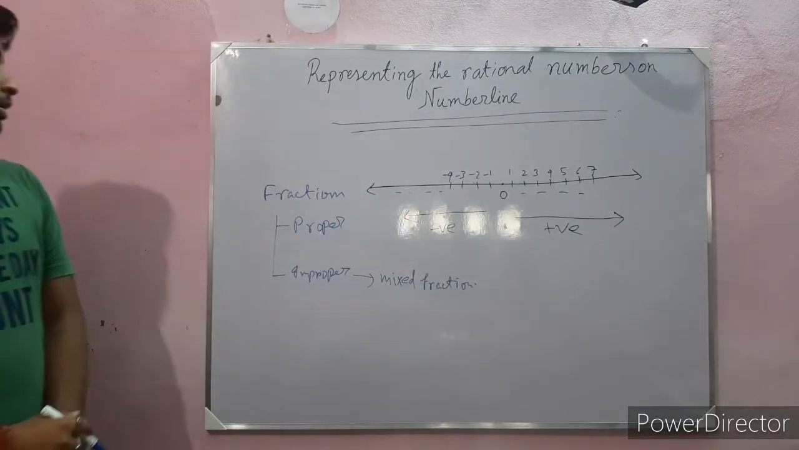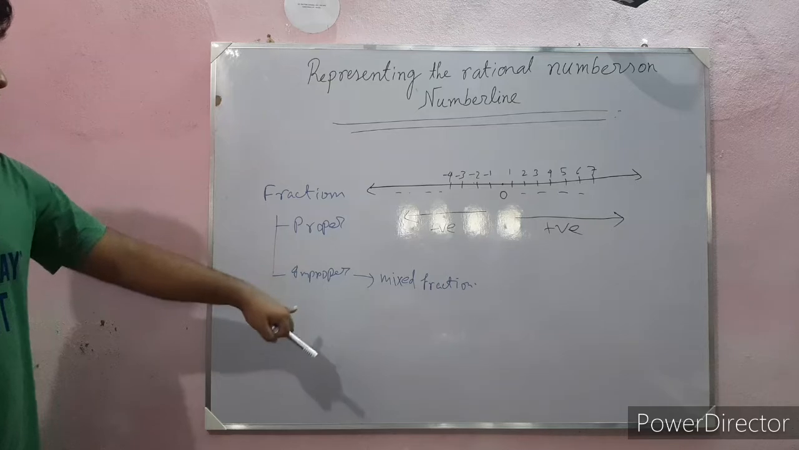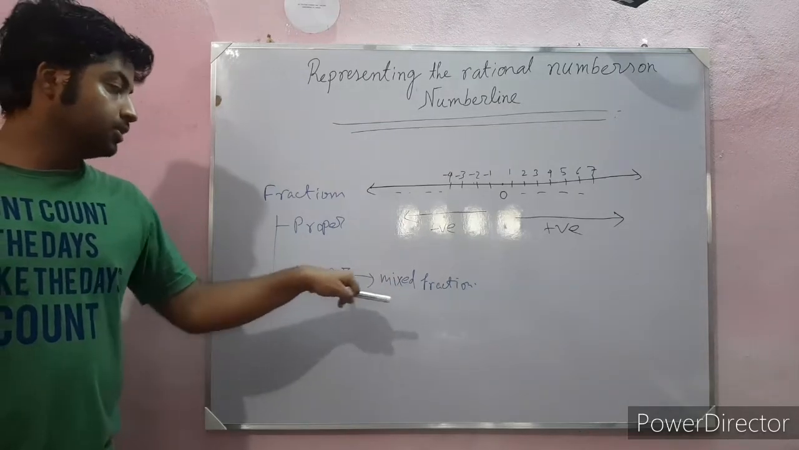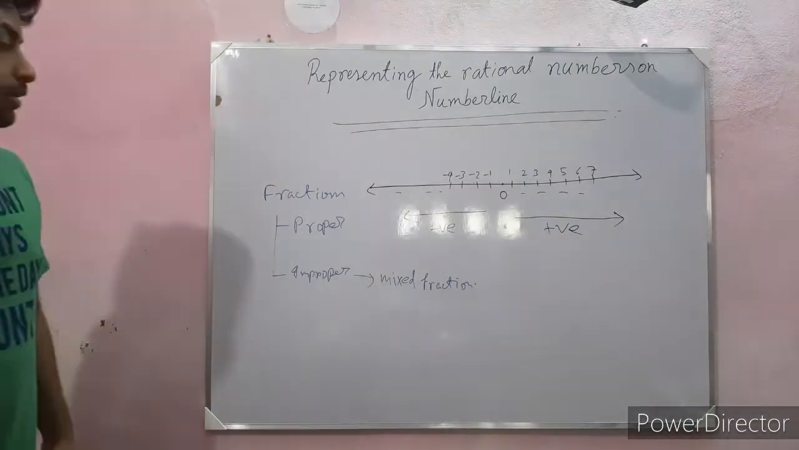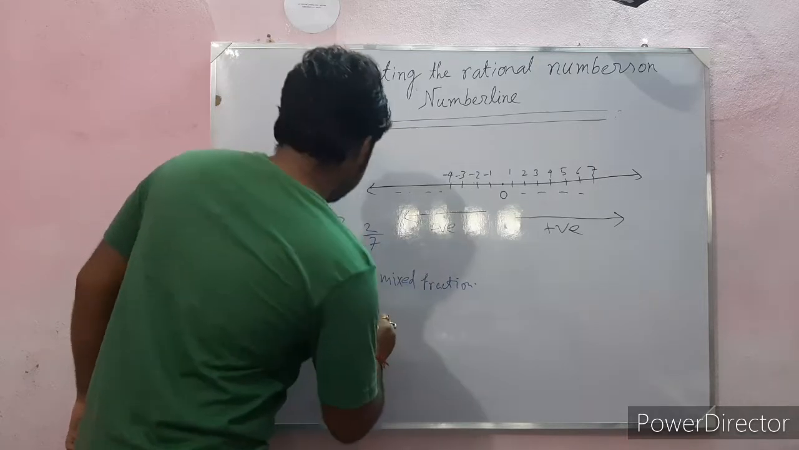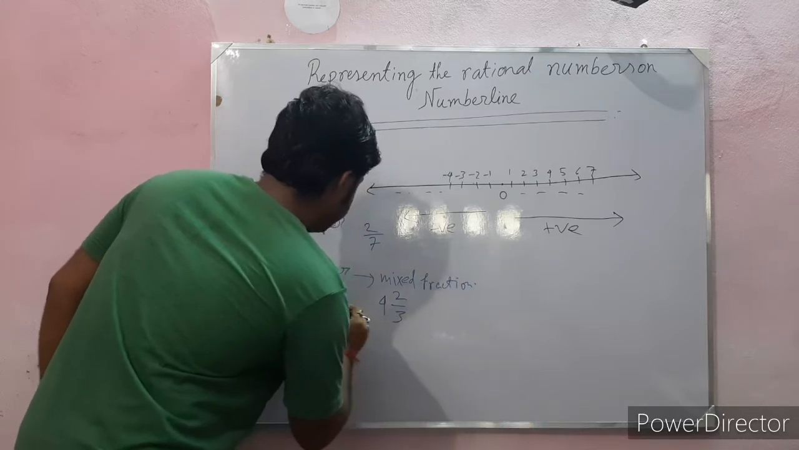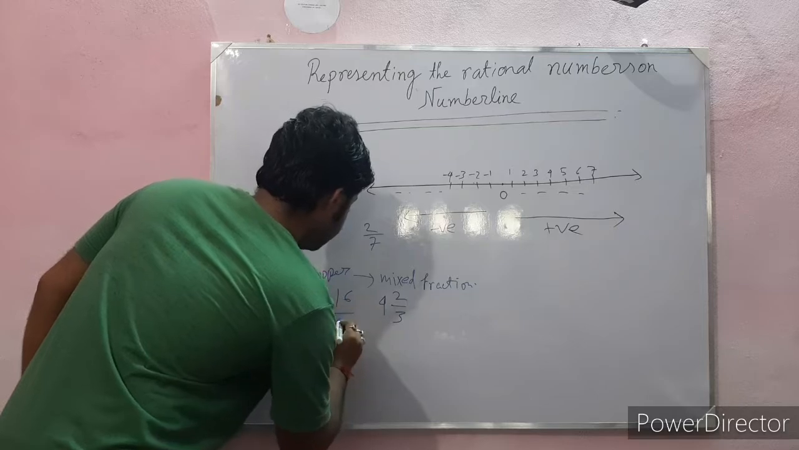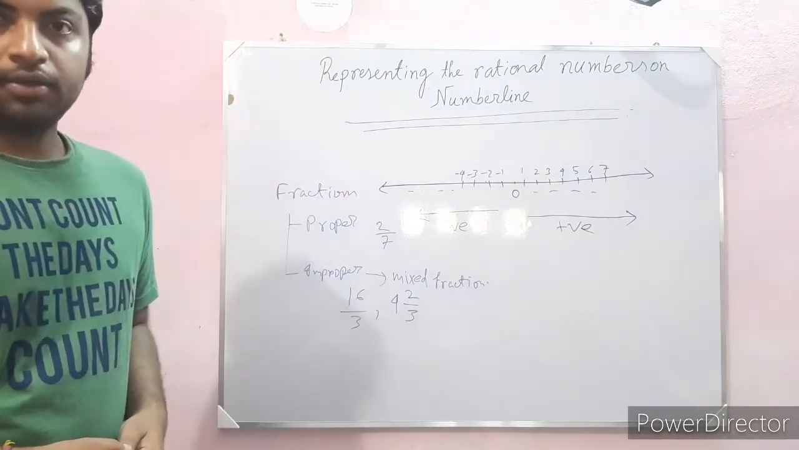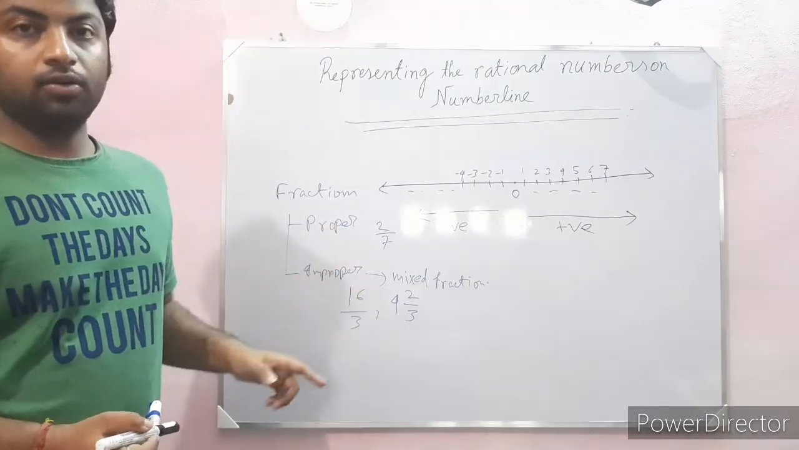Now we all know that the value of a proper fraction is always less than 1, right? And the value of an improper fraction, or you can convert it into a mixed fraction, is greater than 1, right? Let us take an example, 2/7, and mixed fractions like 4 and 2/3, or improper fractions like 16/3, like this, right? Now we will see how to represent a proper fraction and the negative of the same proper fraction on the number line.